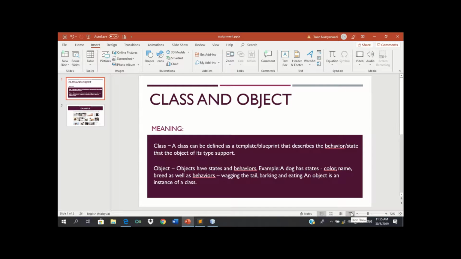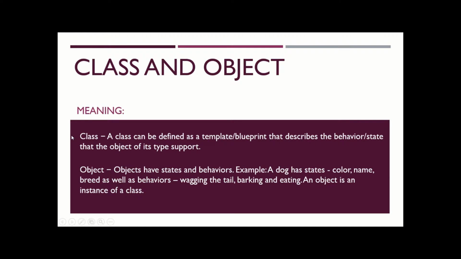Will describe the topic about class and object. So we go through the meaning of class and object. So firstly, class. A class can be defined as a template or blueprint in the coding that describes the behavior or state that the object of each type supports.